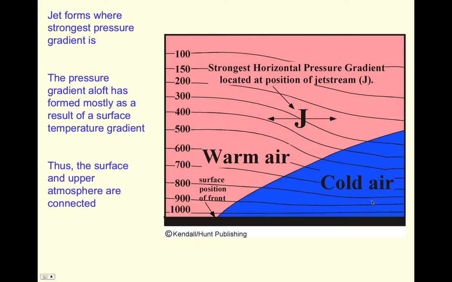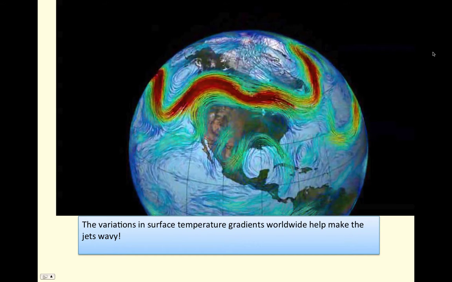So what we're trying to do here is establish a concept of a temperature gradient at the surface affecting the height of pressure surfaces aloft and affecting the winds aloft as a result of changing pressure gradients aloft. What's shown in this image is called the polar front jet, which is a jet that's really strong as a result of temperature gradients that exist between the mid-latitudes and the poles.